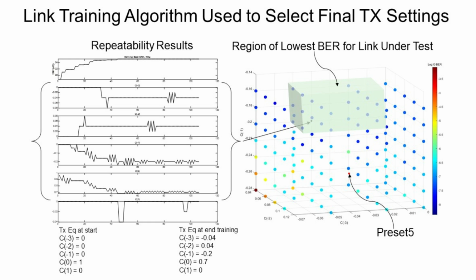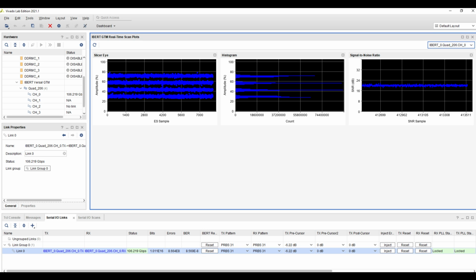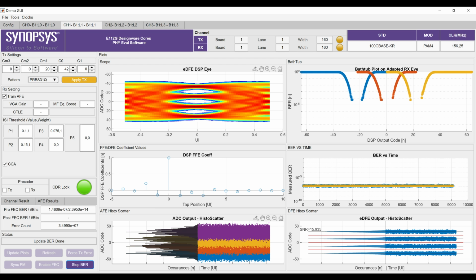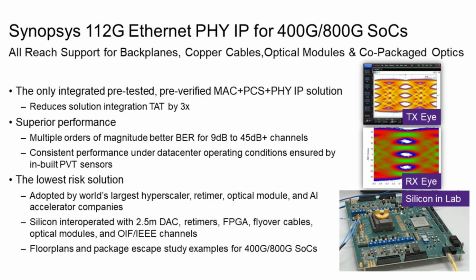Synopsys receiver is using auto-negotiation and link training algorithm to select the optimum settings in order to equalize the long-reach channel. Synopsys 112G PHY is showing E-7 bit error rate at the receiver, which is 3 orders of magnitude better than the spec, while interoperating with AMD FPGA.